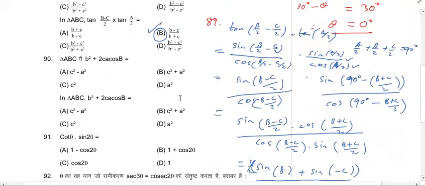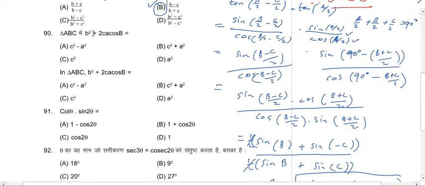Quite difficult, guys. Right, so question number 90. In question number 90, remember the formula with 2AC cos B. So B squared is equal to A squared plus C squared minus 2AC cos B. So what we want is A squared plus C squared.